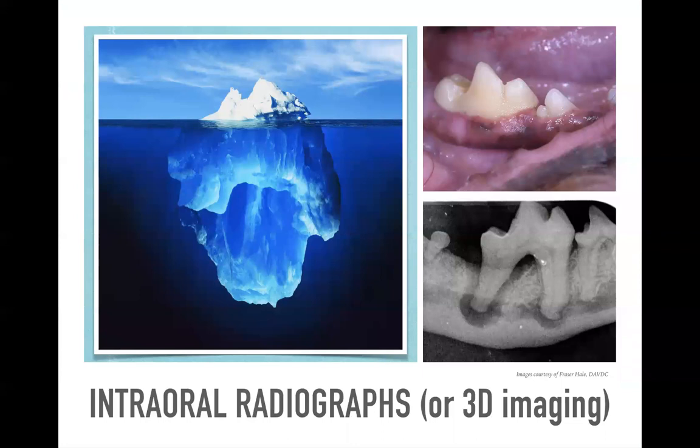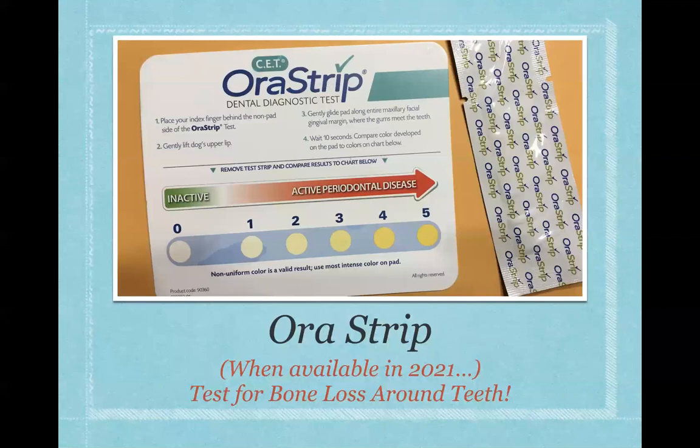So teeth are kind of like icebergs. And in my case, I often do 3D imaging or cone beam computed tomography to look at the teeth of my patients. So Orostrip should be available again. It was available in the past. It's not available now. And it tests for bone loss.